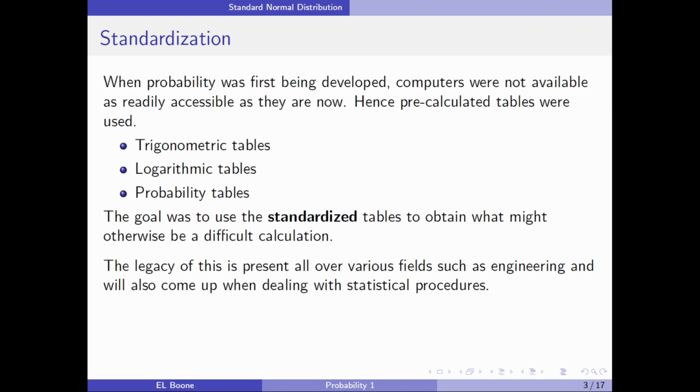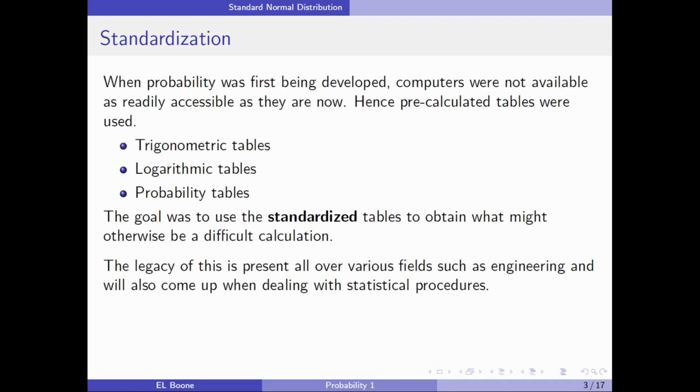Okay, so when probability was first being developed, computers were not as readily accessible as they are right now. Right now, you can pull one out of your pocket, and sure enough, you can type things into Google and it'll calculate things for you. However, pre-calculated tables at that time were what people used. You may have actually seen some of these.